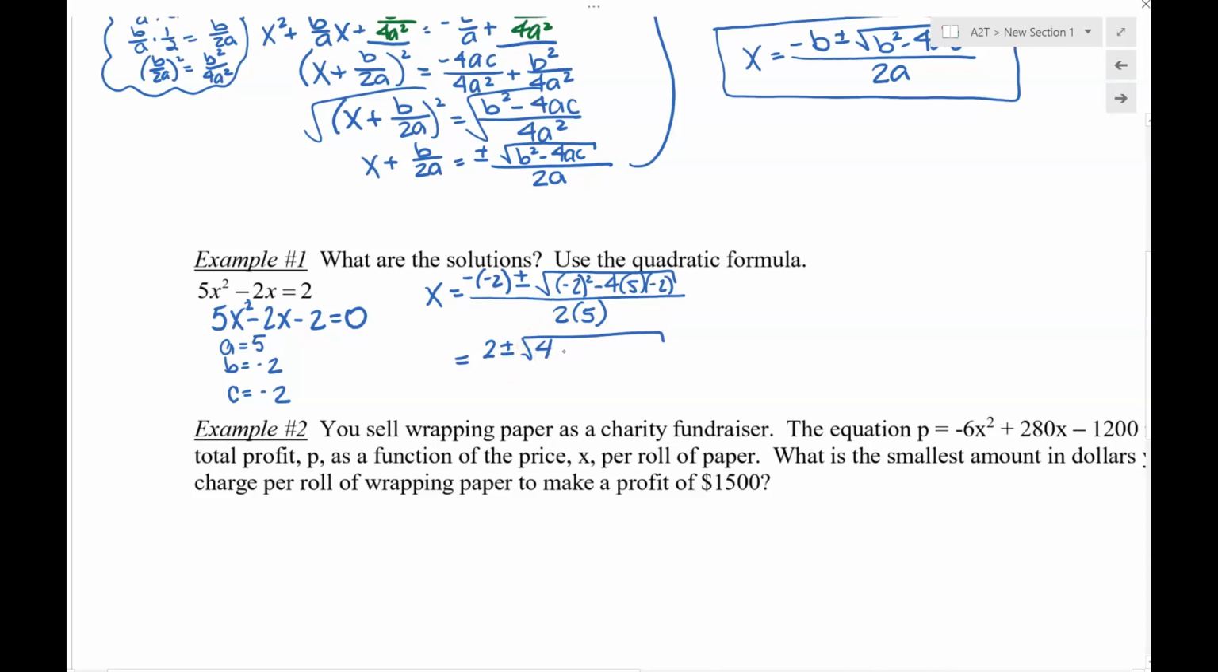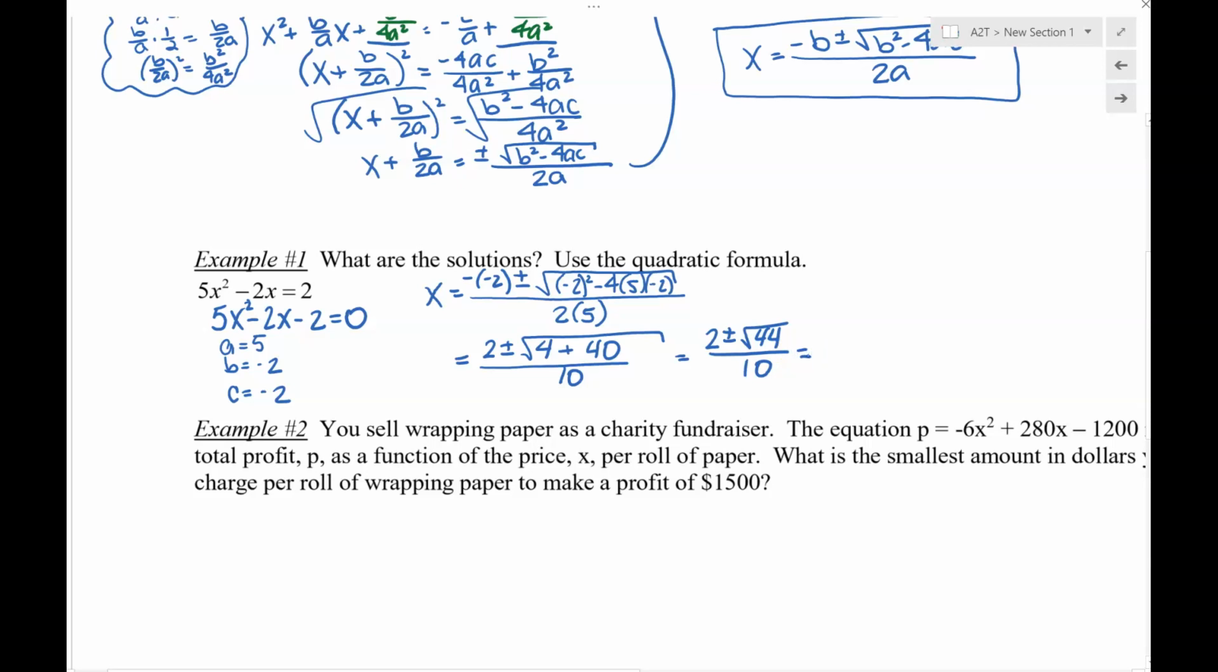And then we have a negative 4 times 5 times a negative 2. So we get negative 20 times negative 2 gives us a positive 40 all over 10. If we keep going, we get to plus and minus the square root of 44 over 10. We're not done yet. We can take out a perfect square.